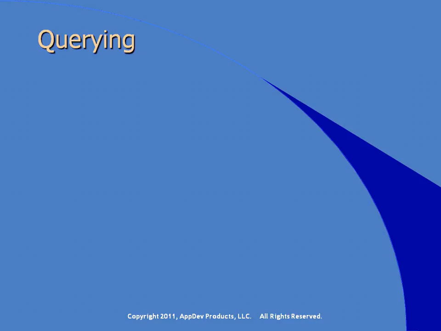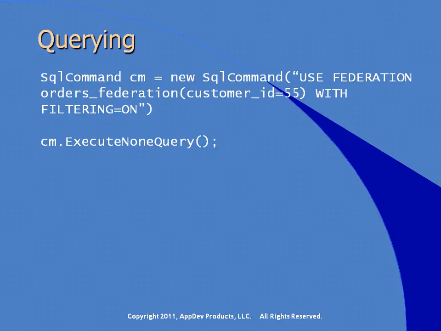As normal SQL developers, we're used to saying select star from orders where order ID equals, or select star from customers where customer ID equals. But in the world of federation, this changes a little bit. Your syntax now becomes use federation, federation name, customer ID with filtering on, and then you execute. So the concept of saying select star from kind of goes away when you're talking about federation.